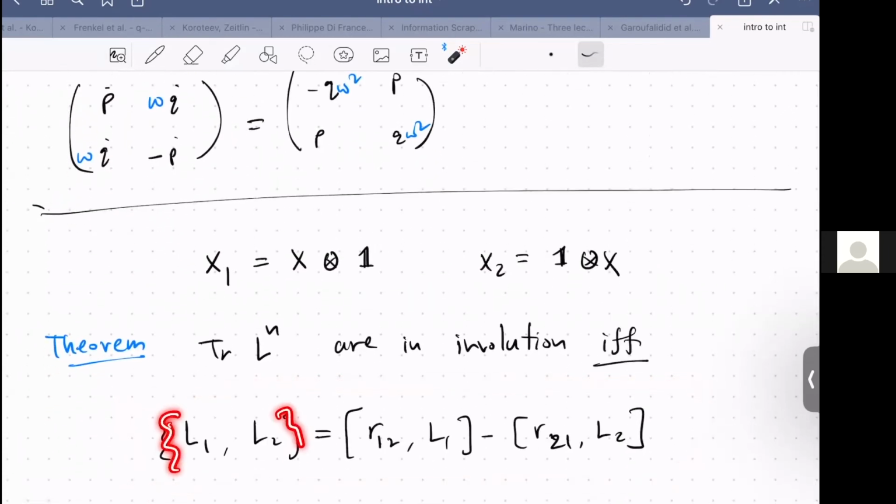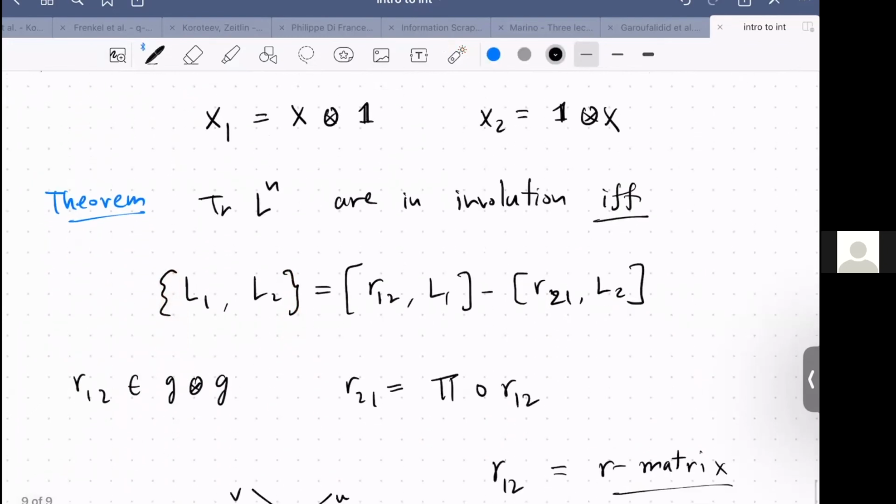Okay, so here you may be a bit confused about what this bracket means. It is the Poisson bracket, but these are matrices. So they are actually defined as follows. L1, Ij, L2, Jk. So these are components of these matrices.